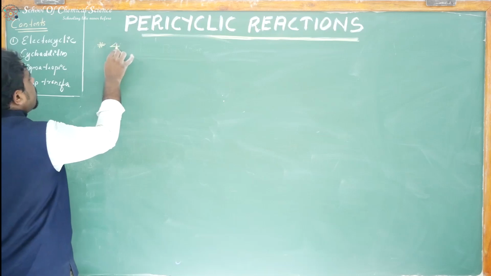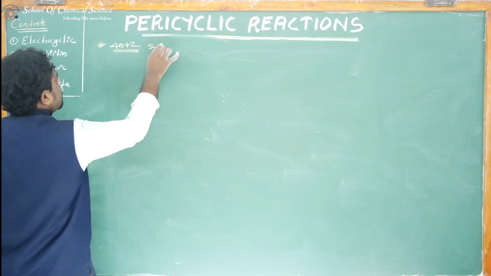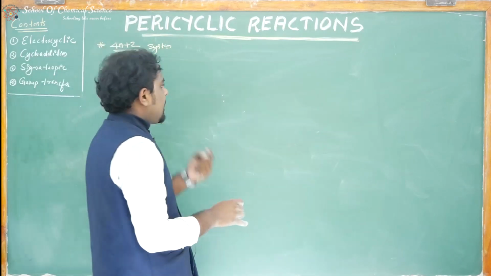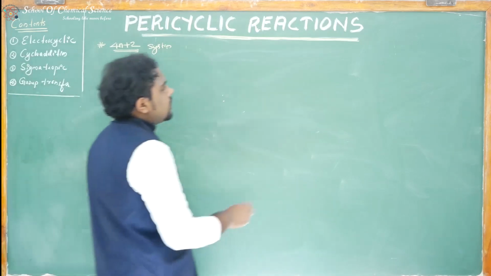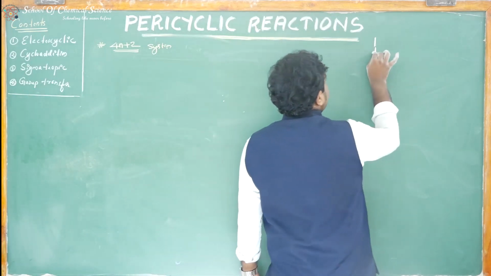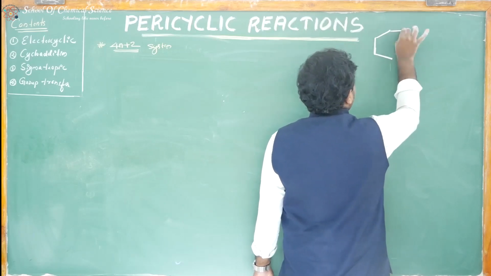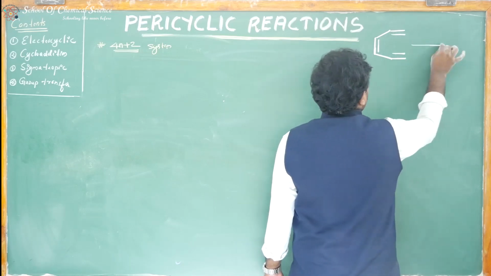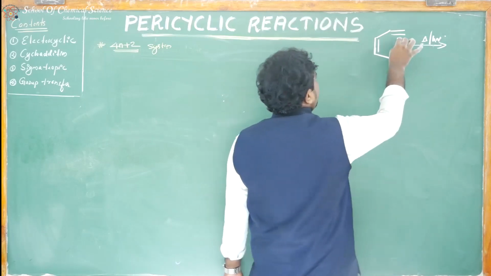Mechanism of 4n plus 2 system. What is an example for a 4n plus 2 system? This is a typical example for a 4n plus 2 system under thermal or photochemical condition.